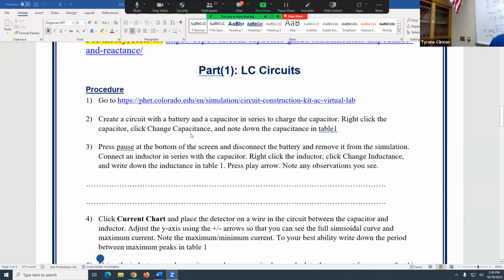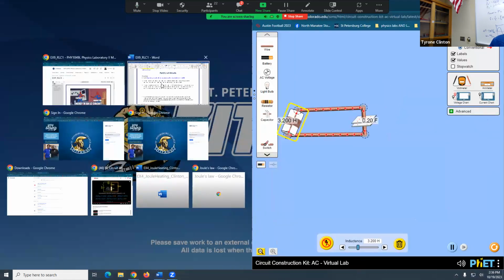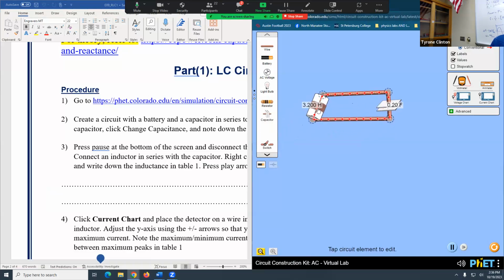Let's look at this first piece here. See if I can put these side by side. What we're going to be doing is putting together batteries and capacitors and inductors. I'm not going to go through it all because I want you to play around with it. But here I have an inductor. You can see its value, its inductance, 3.2 henries. Or you can simply click on values to see.